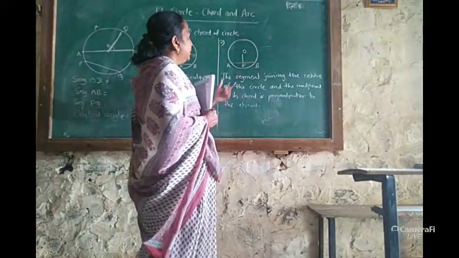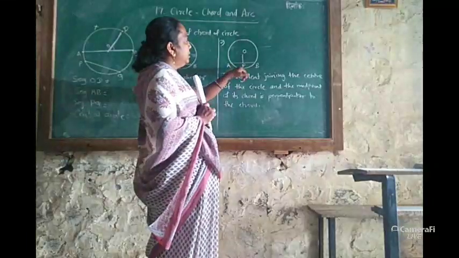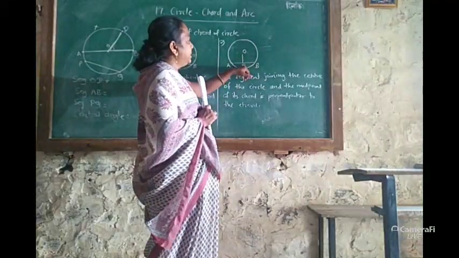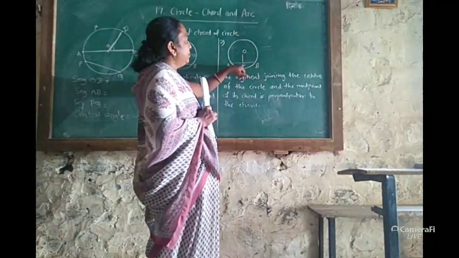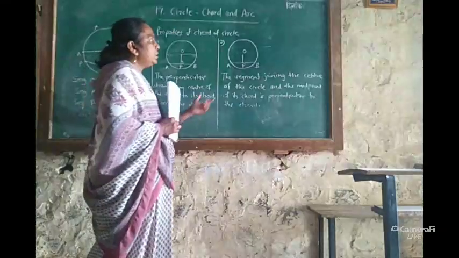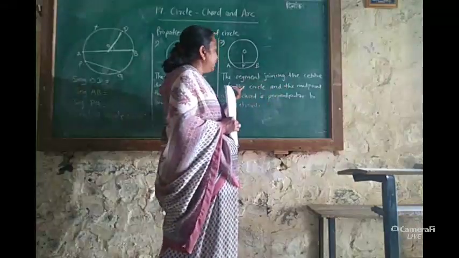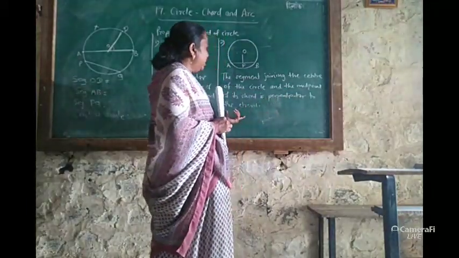You can see here also AB is the chord, OP is the segment joining the center of the circle, and P is the midpoint of the chord AB. OP joins the center of the circle and the midpoint of AB. The second property tells us that the segment joining the center of the circle and the midpoint of the chord is perpendicular to the chord.